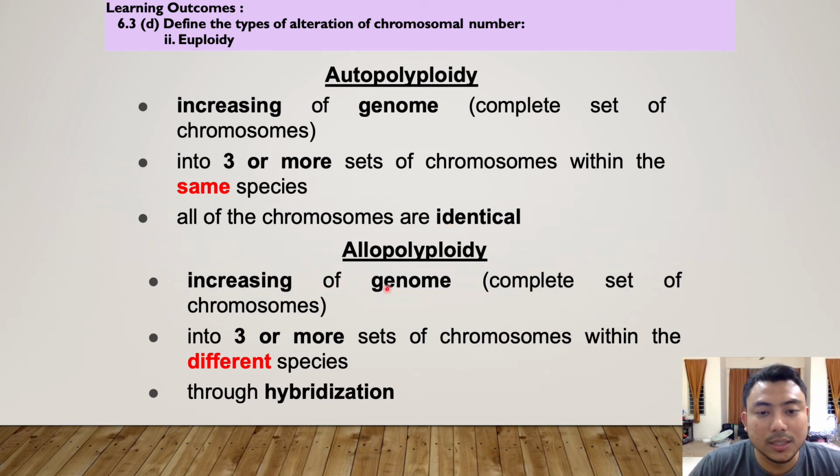Allopolyploidy is increasing of genome into 3 or more sets of chromosomes within different species. Okay, through hybridization. Yang ini melalui proses kacukan. So, dia melibatkan 2 spesies yang berbeza.